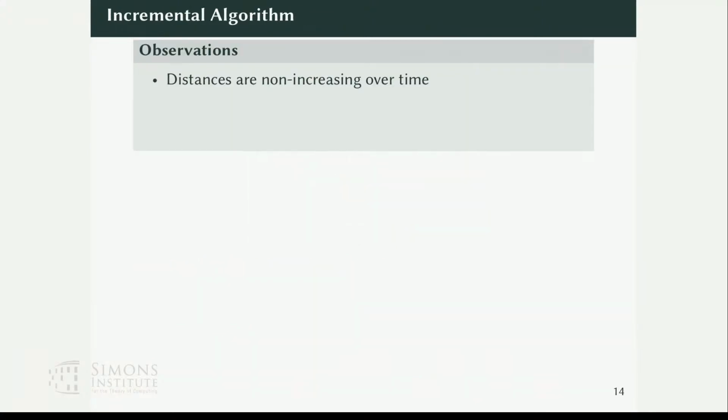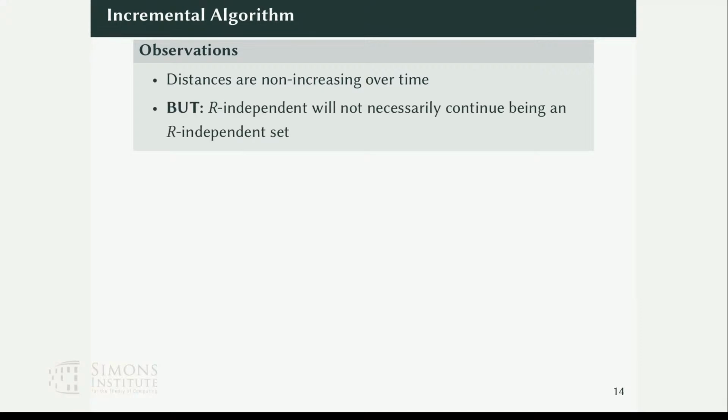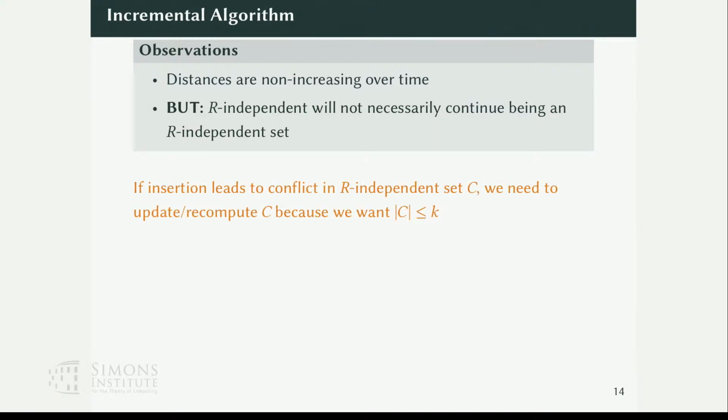Okay, so for incremental, we would like to use a similar scheme, but the problem is an R-independent set will not necessarily continue being an R-independent set. The most extreme thing is, say you have this R-independent set and you just insert an edge between the two centers, right? Then of course these two nodes are not independent anymore. So there could be conflicts after insertions.